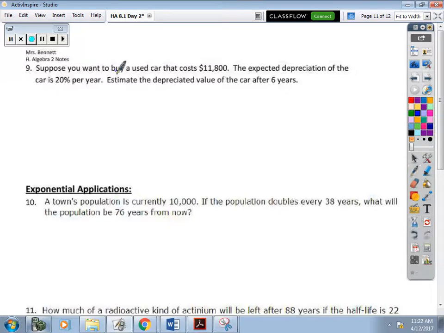So you want to buy a used car that costs $11,800. What variable would that be representing in our exponential? The initial, which is our A. Now, it is expected to depreciate 20% per year. You need to attach a negative to the 20% because of the word depreciated. So this is negative 20%, which whenever we change that to a decimal would be negative 0.2.